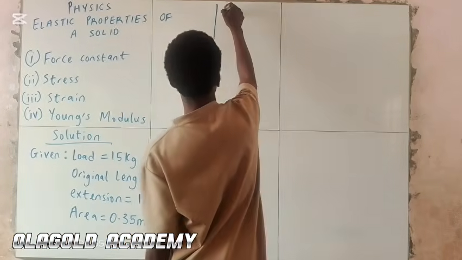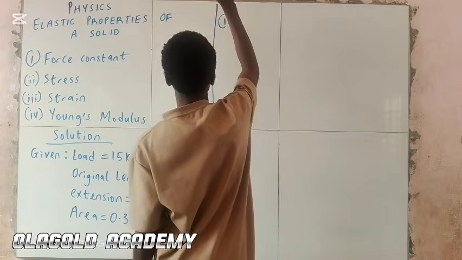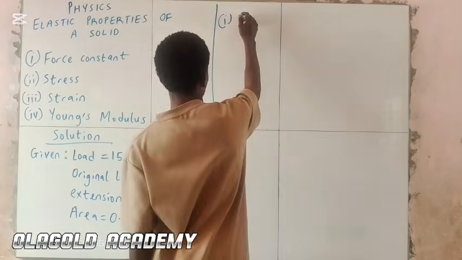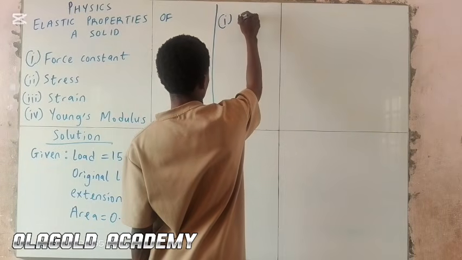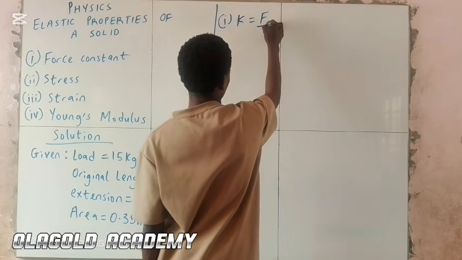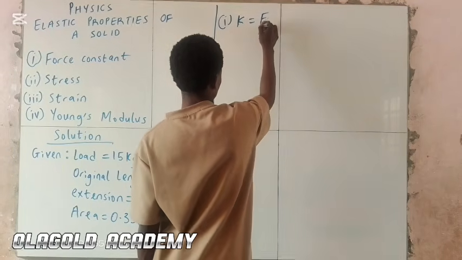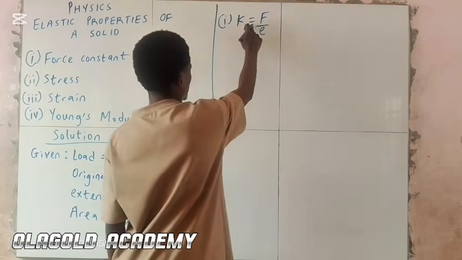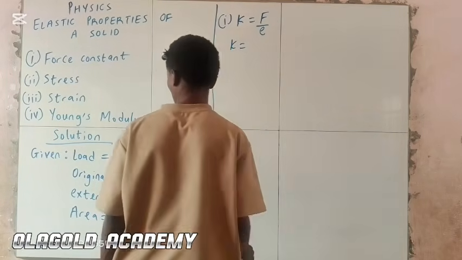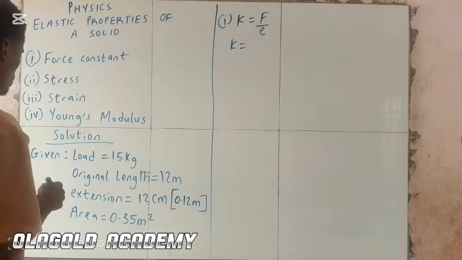Question one says calculate the force constant. All right, let's recall the formula for force constant, which is K equals F over E. Now, our force is what?